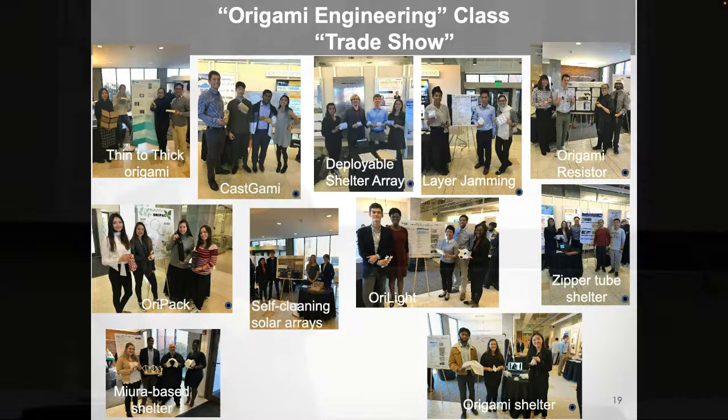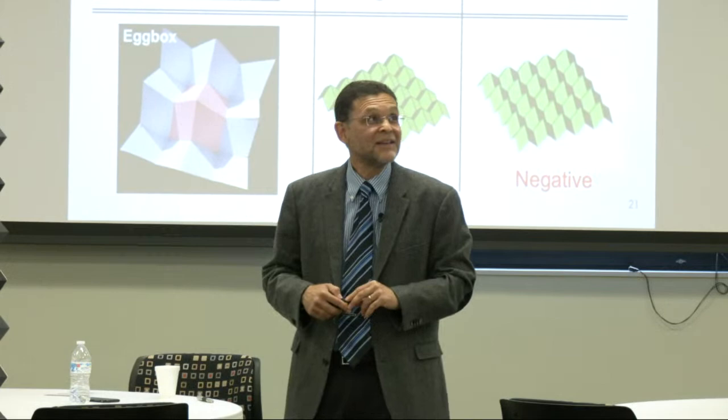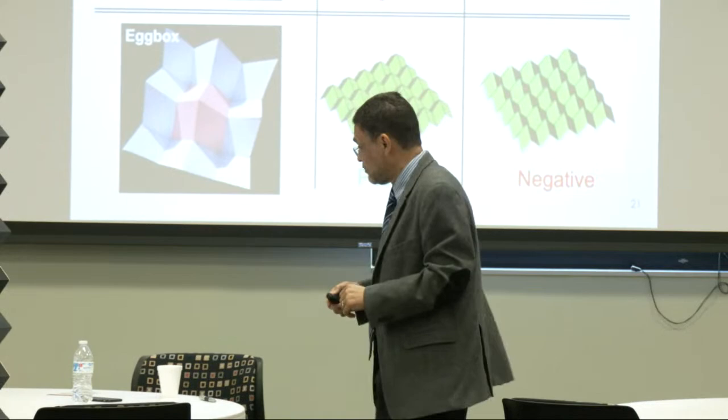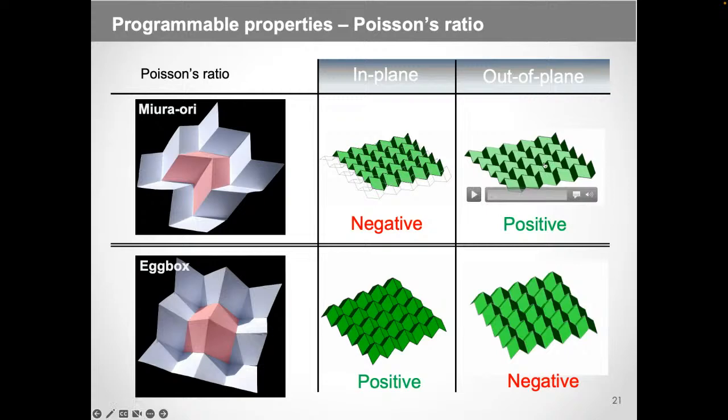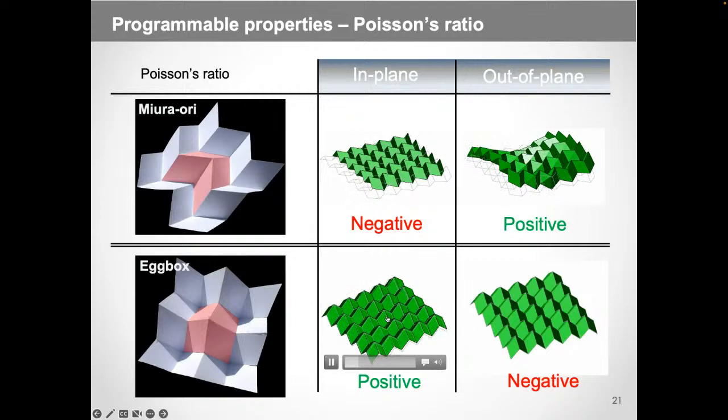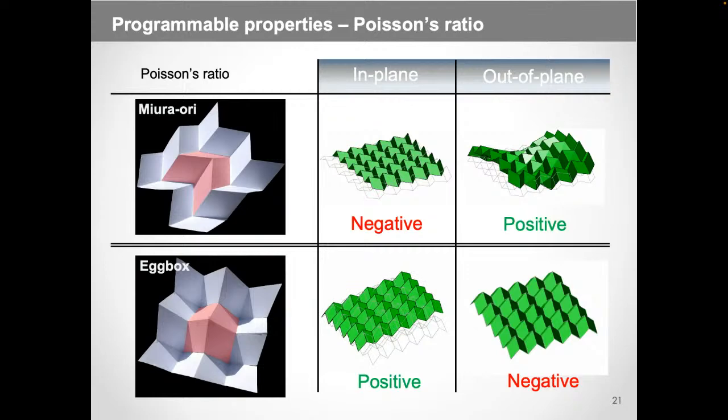Now, let's talk about the research and some work we have done on programmable properties of origami. The two patterns I talk about are some of the most famous ones, the Miura and the egg box. There is nothing new in this slide, it's well known that the Miura has a negative in-plane Poisson ratio, as you could see there, and has a positive one in bending, okay? And the egg box is the opposite, it is positive in plane. It deforms as any other material, like a rubber band. As you stretch, it becomes thinner, and out of plane, it makes a dome.